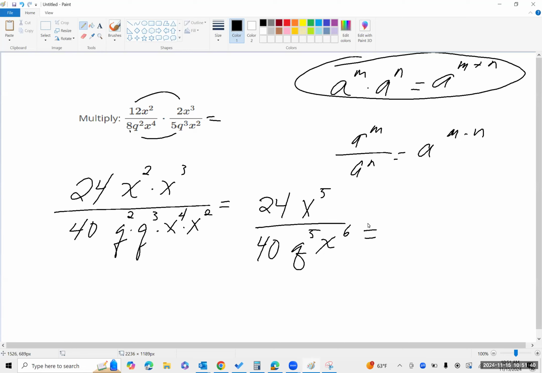I'm gonna reduce the fraction. So 24 40ths. 4 goes into those. In fact, 8 goes into them. So 8 goes into 24 3 times, and 8 goes into 40 5 times. There's nothing to do with a q to the 5th power, so we'll leave that one.